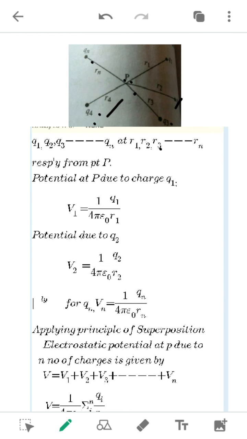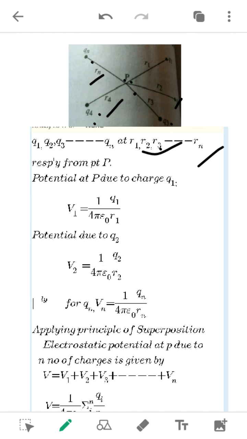As it is a system of charges, there will be n number of charges, so we will take qn, and it will be rn. Therefore the same thing I have written here. Let q1, q2, q3 and so on be the n number of charges at r1, r2, r3 and rn respectively from the point P. Therefore we will take the individual potentials.